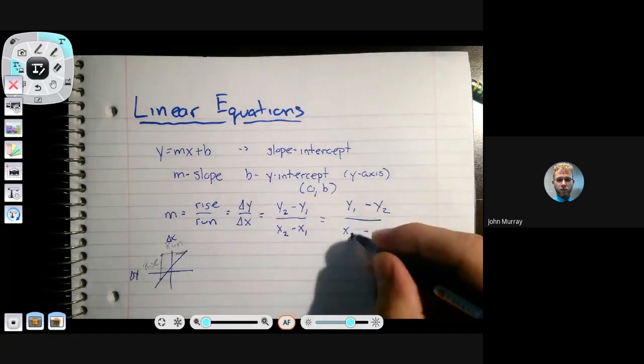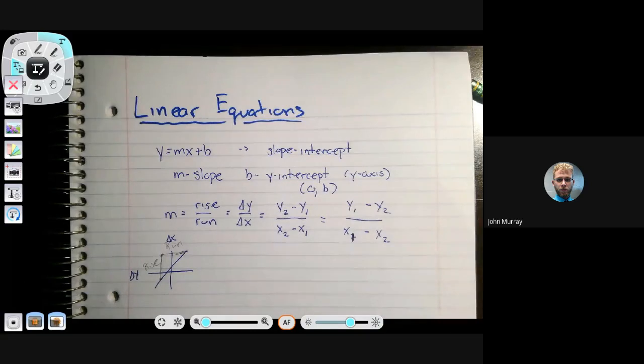Okay, this is a 1. All right, so if you switch them, if you swap them around, that's okay. Just make sure it's consistent.